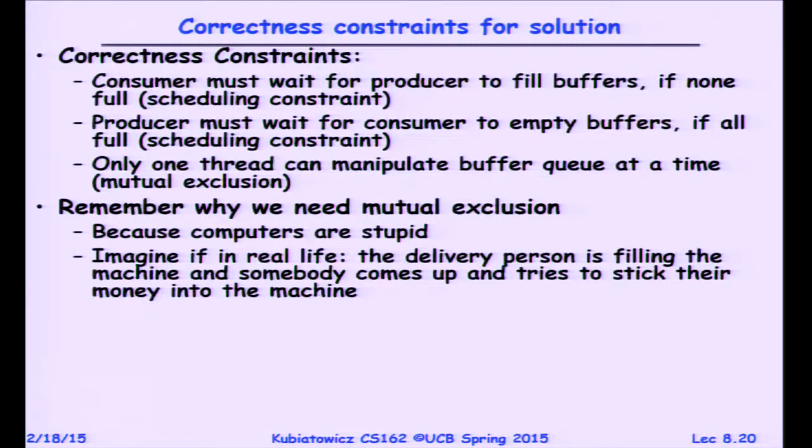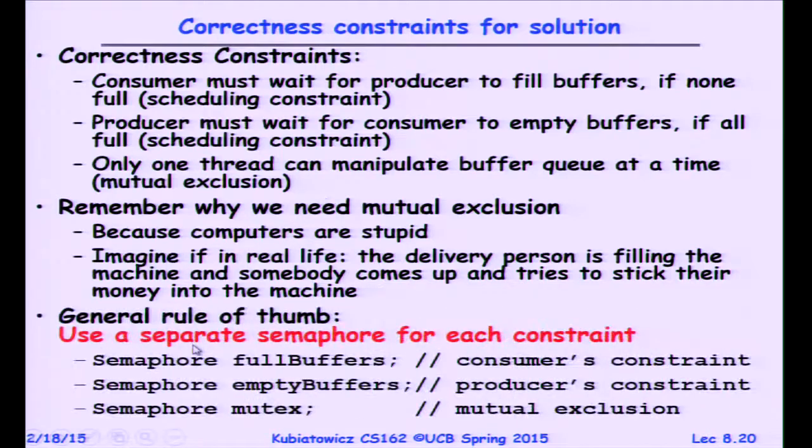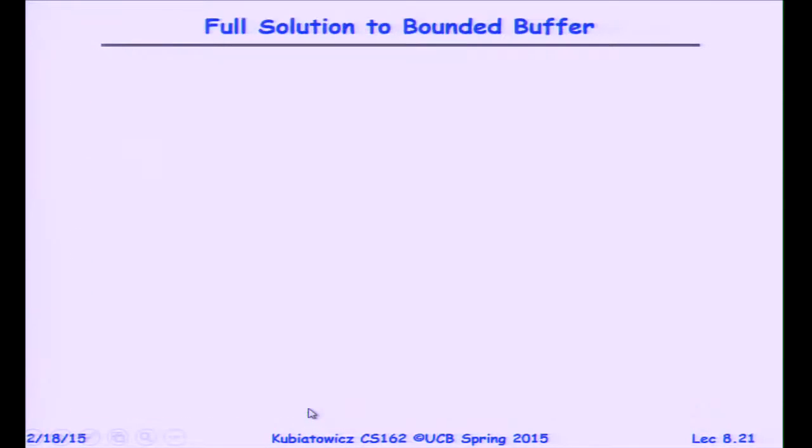And by the way, why do we need mutual exclusion? Because computers are really stupid. This is what led us to our got milk solution. As a rule of thumb, you use a separate semaphore for each constraint. So our 3 semaphores are the full buffer semaphore, the empty buffer semaphore, and the mutex. The full buffer semaphore is the consumer's constraint, the empty buffer semaphore is the producer's constraint, and the mutex is to help us make sure that the buffer manipulation works well.